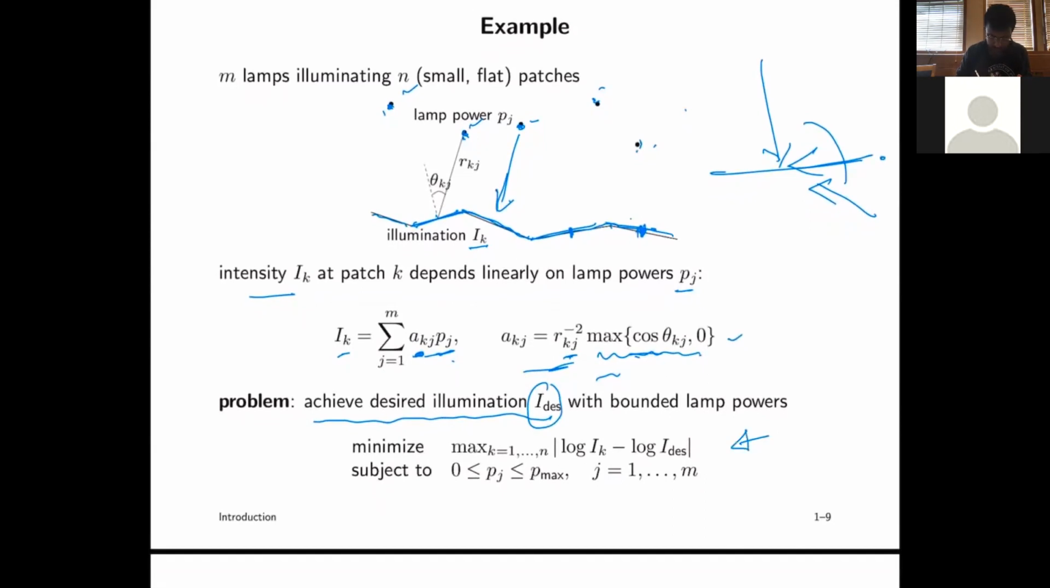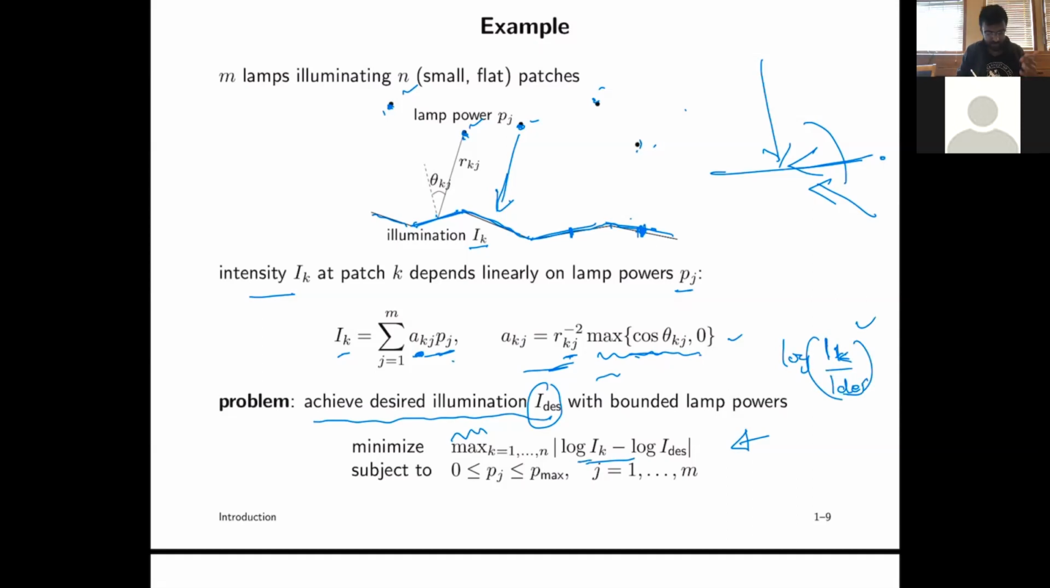So minimize, and this is a bit tricky, I take the max of log Ik, where Ik is the intensity at each patch. You are considering log Ik minus log I desired, which is like log of Ik by I desired, right? Desired minus what you are getting. So I want to express this illumination power as a ratio, or later as a percentage or something. That's why you're taking log of that.